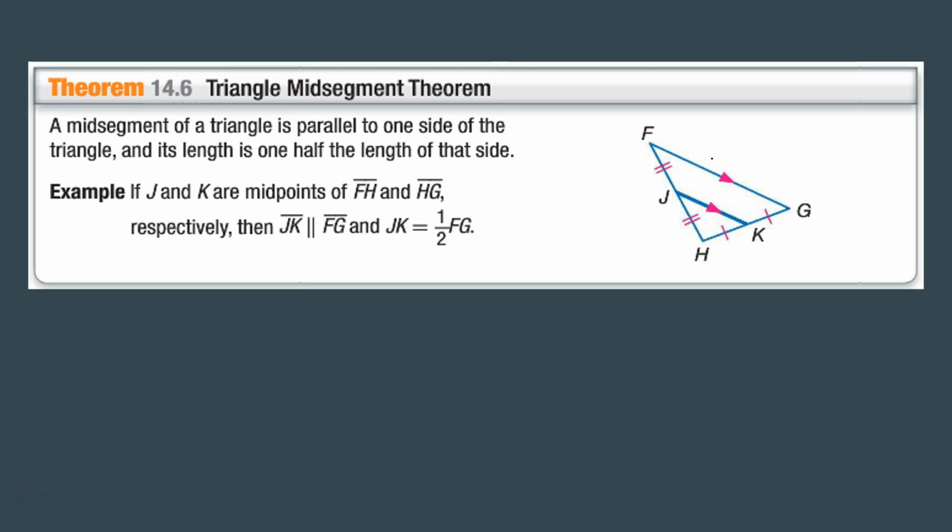So let's go over the triangle midsegment theorem. A midsegment of a triangle is parallel to one side of the triangle, and its length is 1/2 the length of that side. So here we know that J and K are the midpoints of FH and GH. With that, we also know that JK is parallel to FG. Then with that, we also know that JK is equal to 1/2 of FG. So keep that part in mind. You're definitely going to be needing that one.